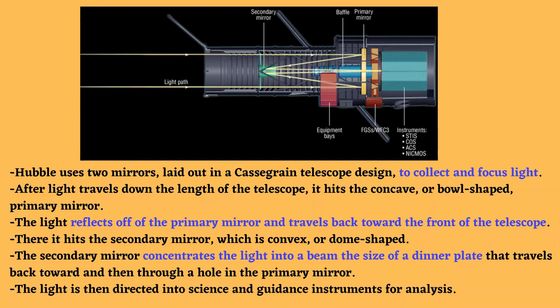The secondary mirror concentrates the light into a beam the size of a dinner plate that travels back toward and then through a hole in the primary mirror. The light is then directed into science and guidance instruments for analysis.